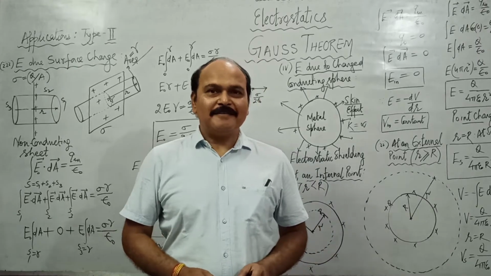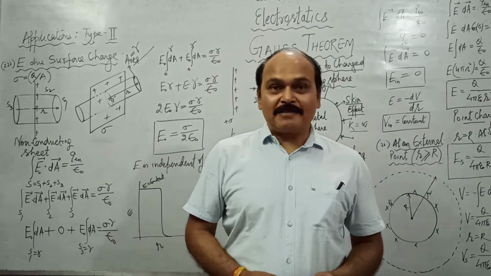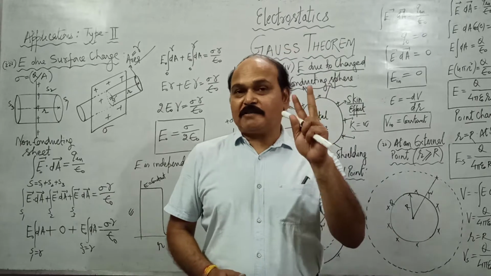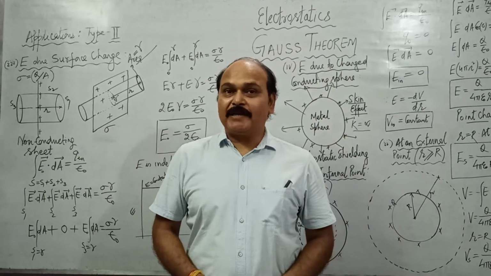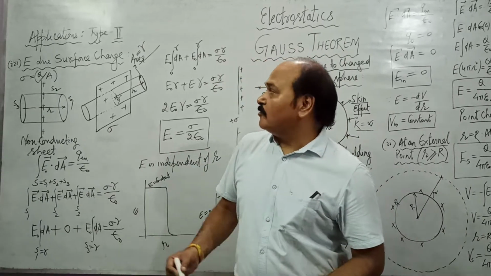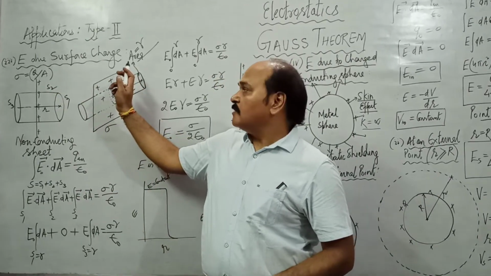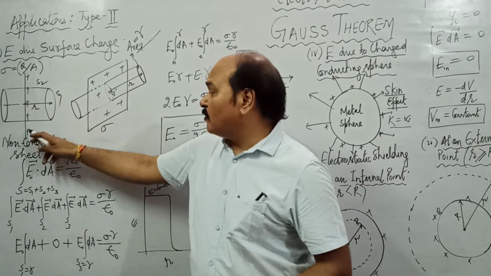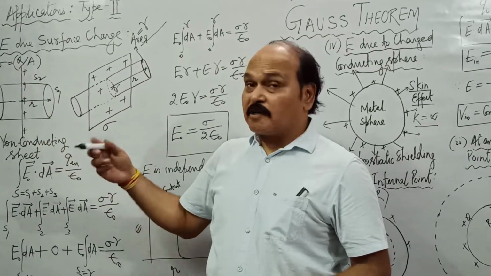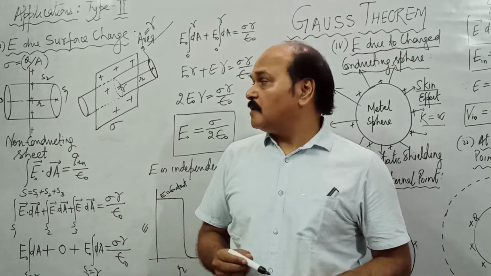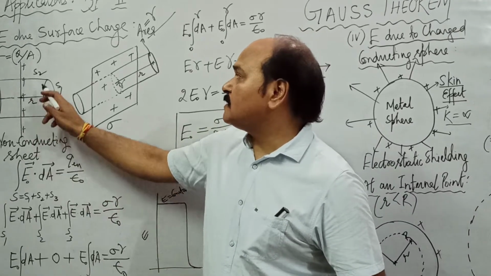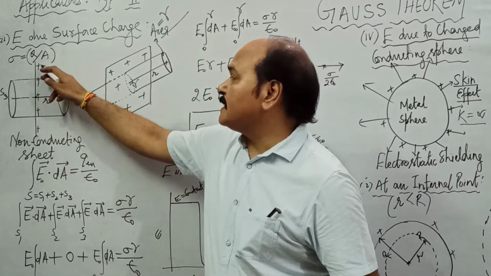Hello children, welcome back. So let's continue with type 2 applications of the Gauss theorem which we were doing. Right now we are going to work out E due to surface charge. This is a non-conducting sheet. That means the sheet is made up of non-metal. And this sheet is given charge Q and its surface area is A.